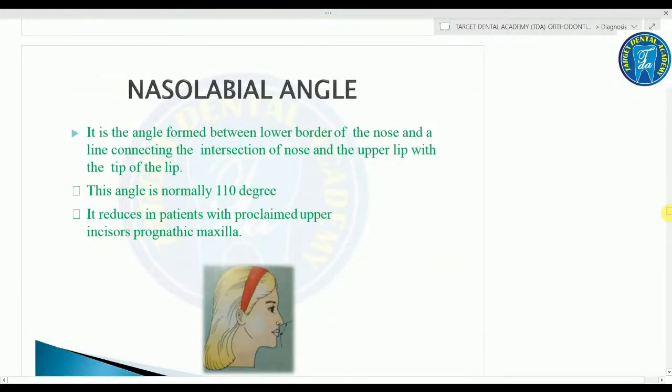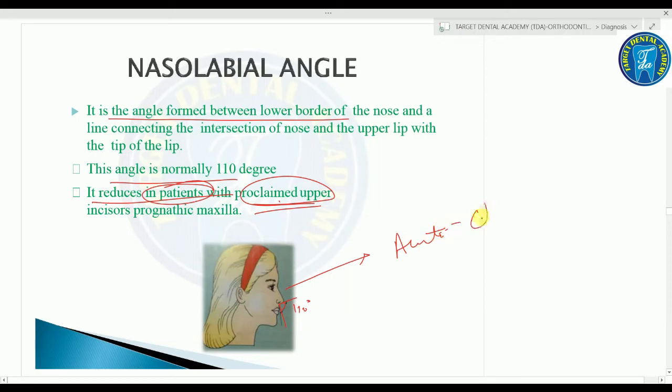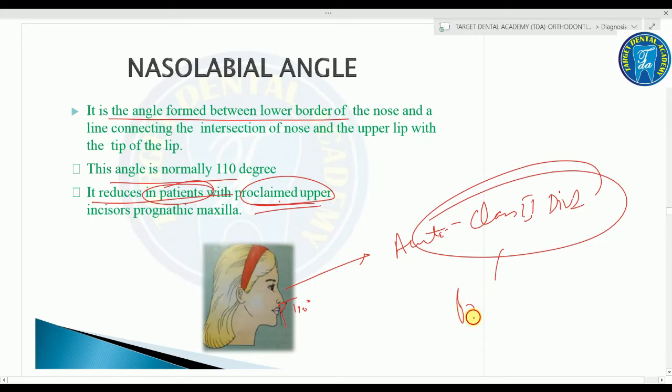Fine. So next, we have already discussed the nasolabial angle. It is an angle formed between the lower border of the nose and the line connecting the intersection of the nose. This angle should be 110 degrees. It reduces in a patient with proclined upper incisors. As I've already told you, it is an acute angle in class 2 division 1, in case of prognathic maxillary incisors.